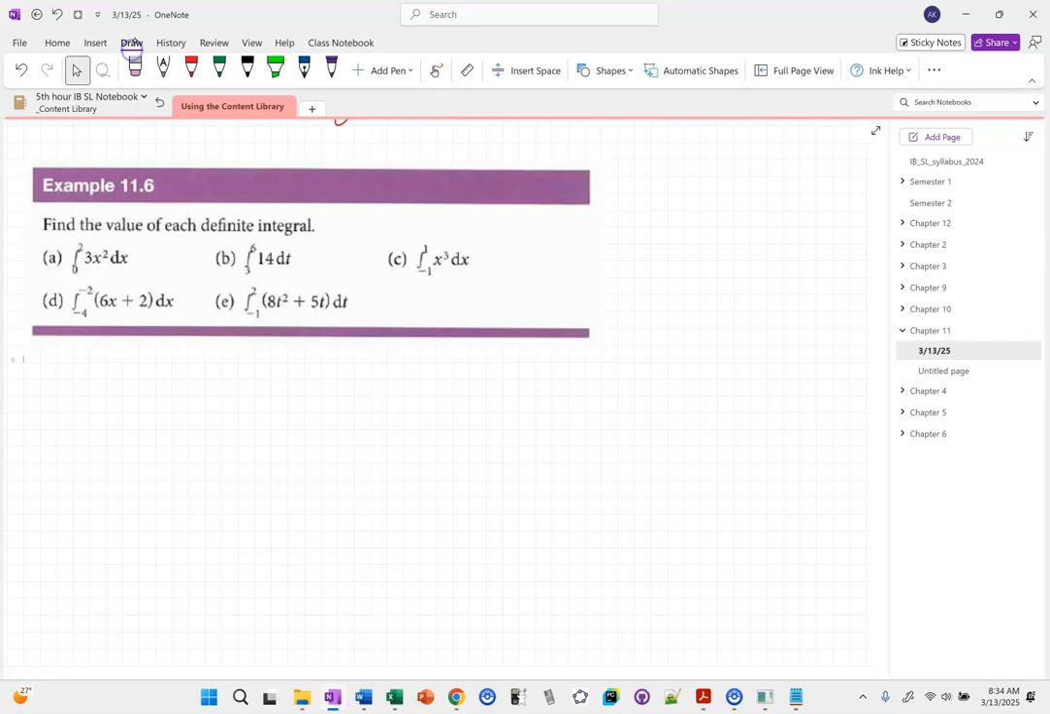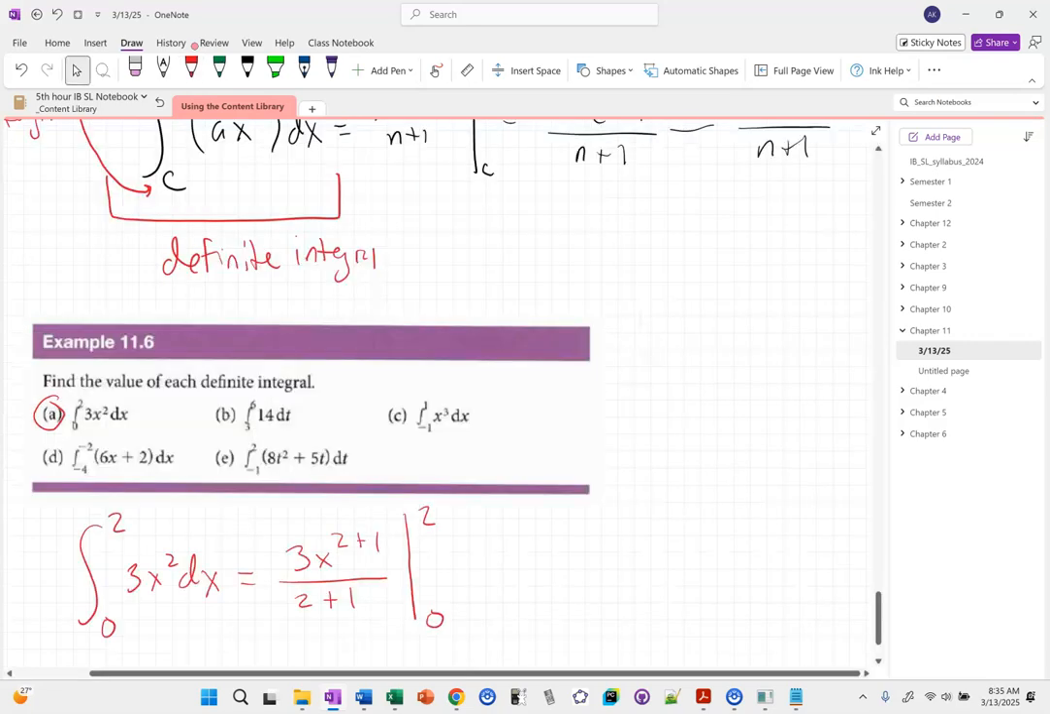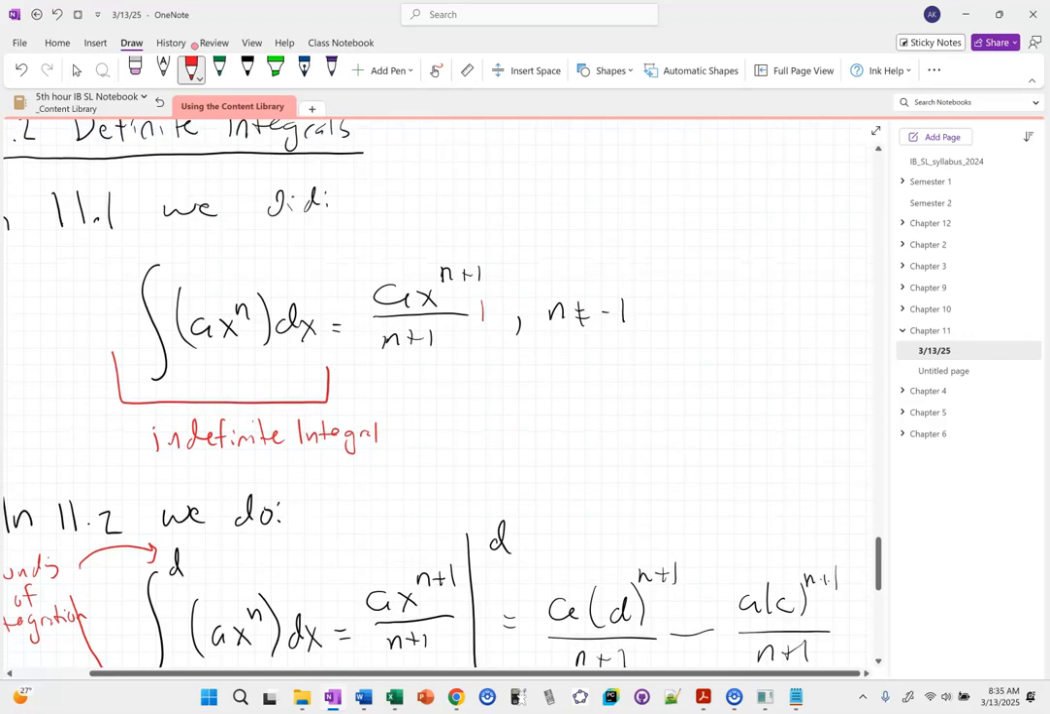I don't like the way they typeset these either. It makes it hard to read what those bounds are. Okay, so let's say we want the integral from 0 to 2 of 3x squared dx. I'm going to start the same way I did in the previous section. I'm just going to calculate the specific antiderivative. No plus c for definite integrals. I guess I should have written that up here.